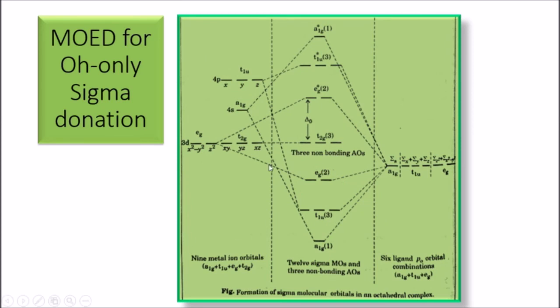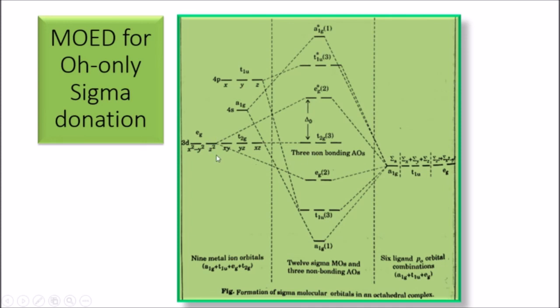Now, students, please keep in mind the energy differences. Lowest most is A1g bonding BMO. Above that, T1u, that is 4px, 4py, 4pz. Above that, Eg, that is 3dz square and 3dx square minus y square. Above it, the sigma p orbitals, represented as sigma s, sigma x plus sigma y plus sigma z square plus sigma x square minus y square.